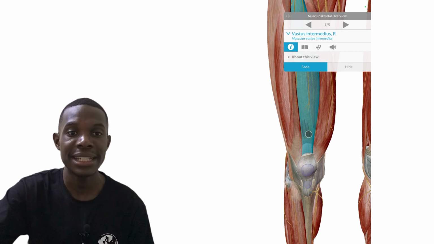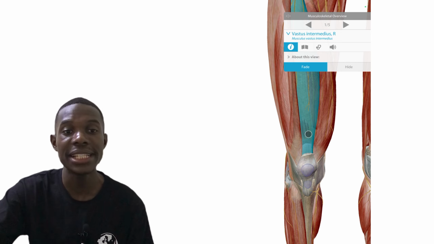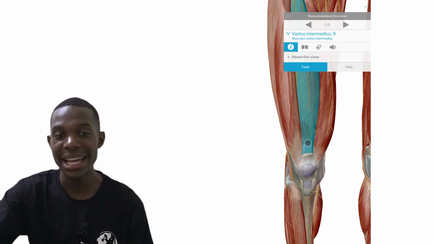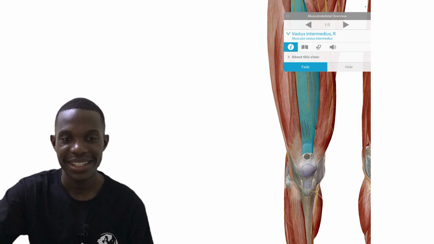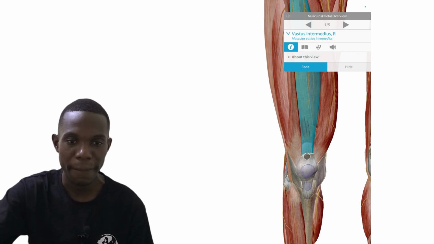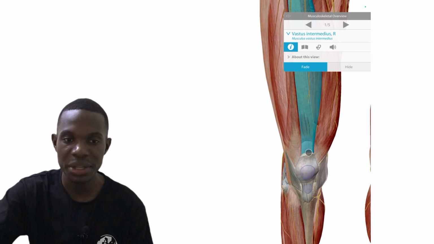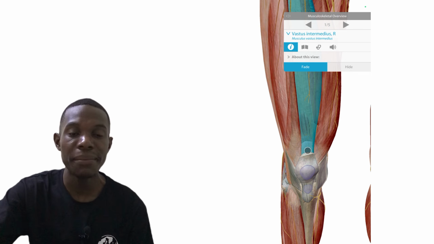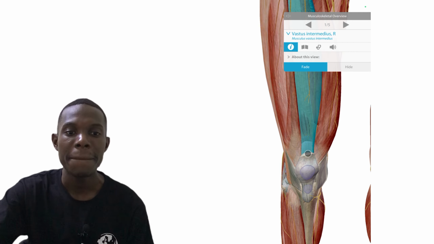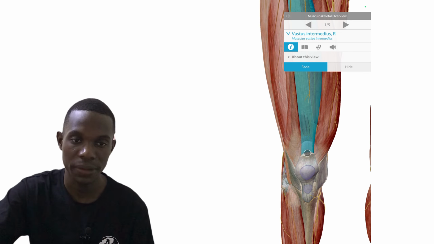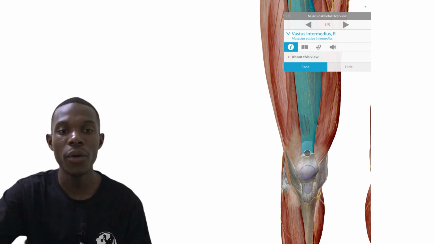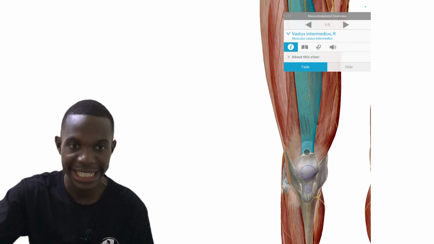Your vastus intermedius originates from the upper end of the femur, and then it attaches to the base of the patella as well via the quadriceps tendon. This vastus intermedius is very important because it gives the deep fibers of the quadriceps tendon, while the rectus femoris is giving the superficial fibers of the quadriceps tendon. Done.